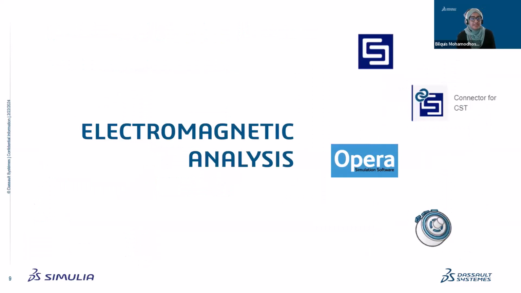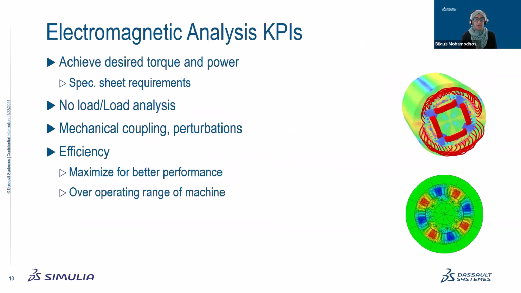Next up is the electromagnetic analysis of the machine. So first of all, why do we want to do an electromagnetic analysis of the machine? The main reason most of the time is to achieve the desired torque and power of the machine according to the specification sheet, the requirements that we have for a specific motor design.